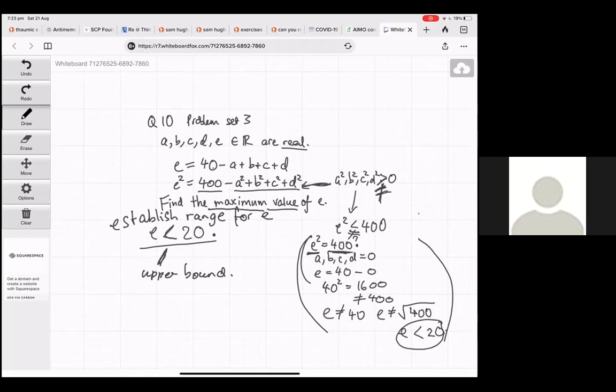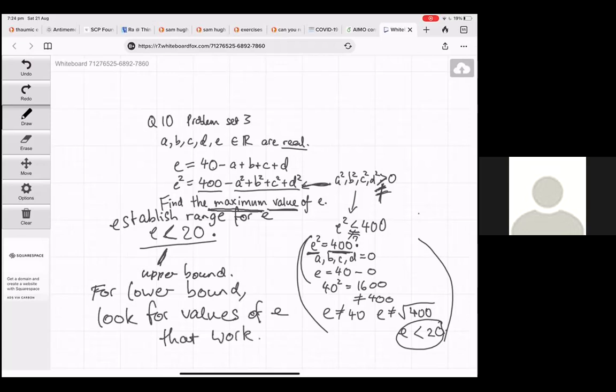So the good thing about questions that look for maximums or minimums is that for a lower bound, you just look for values of E that work.